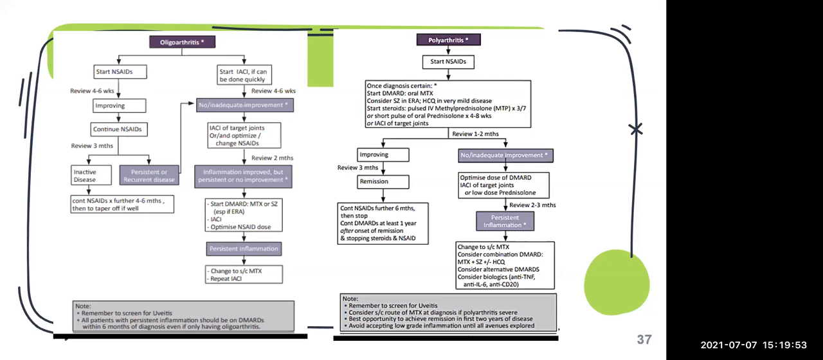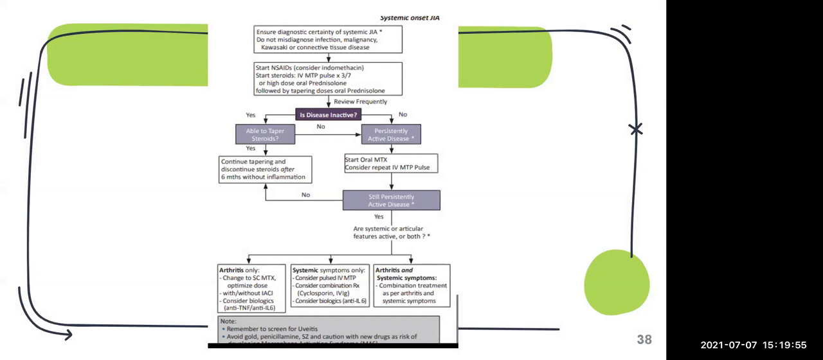The next, for systemic onset JIA. Okay, so it's actually just similar. You just give NSAID and steroid, and if it improves on steroid, then you just stop. You taper down the steroid, and if it still persists, then you need to give oral methotrexate. And then if it still persists, then you look at the symptoms.